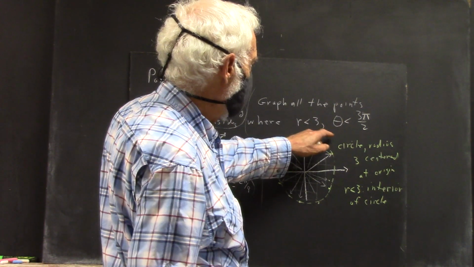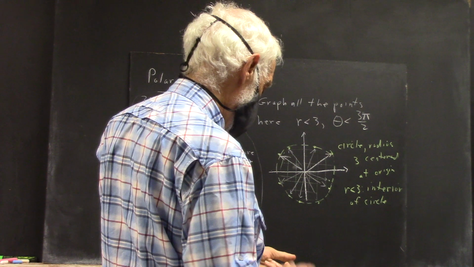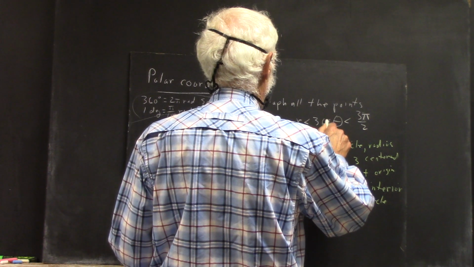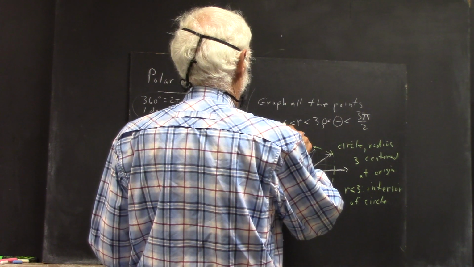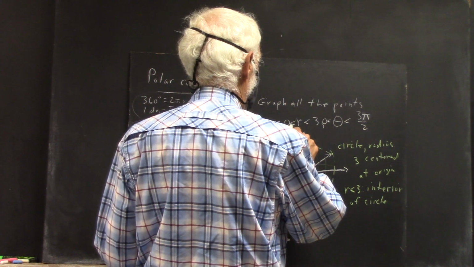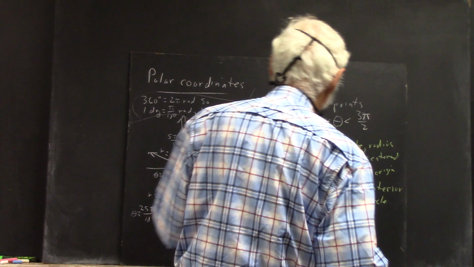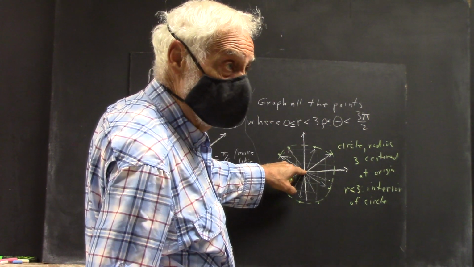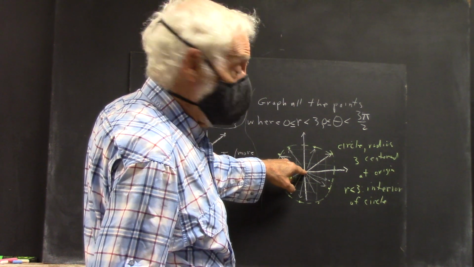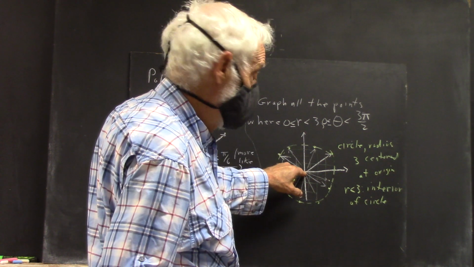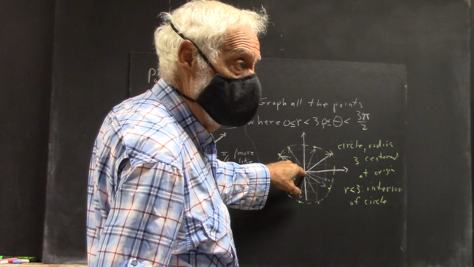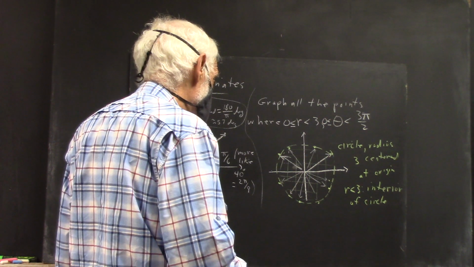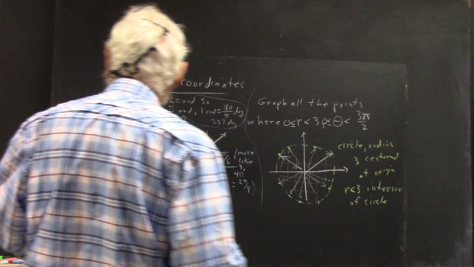Okay, but also theta has to be less than 3 pi over 2. And actually, I should say greater than 0. Usually we say r is greater than 0. We'll do greater than or equal to 0, so we don't have to. If it was just r greater than 0, we wouldn't be able to include the origin, would we? So it'd be the interior of the circle, but not including the origin. Okay. So that part is fairly straightforward.